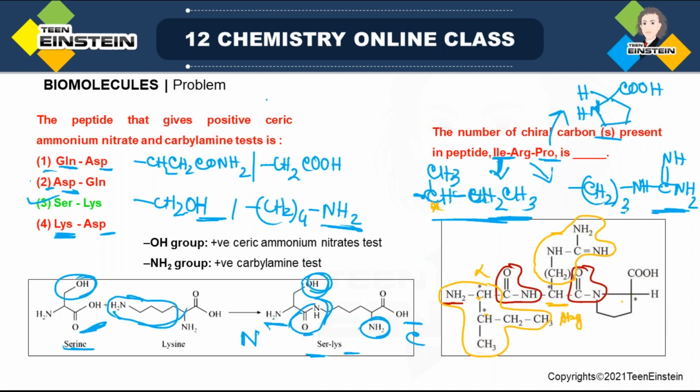Then there is a peptide bond, and this is proline. And in proline, this is the alpha carbon, where the N and CO2H groups are present. So this is also a chiral carbon. So how many chiral centers are there? 1, 2, 3, 4. So the answer should be 4. Okay. So in both the questions, if we do not have a previous idea about the structure of amino acids, we will not be able to answer. So remember, you have to remember all the structures. Okay.